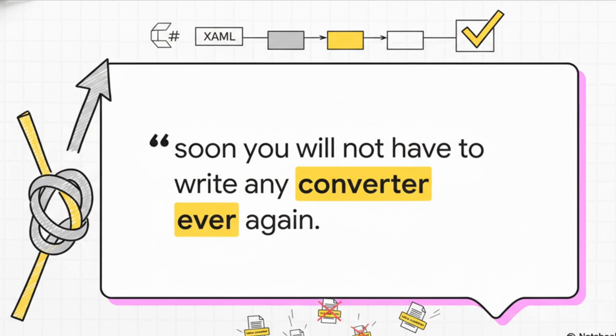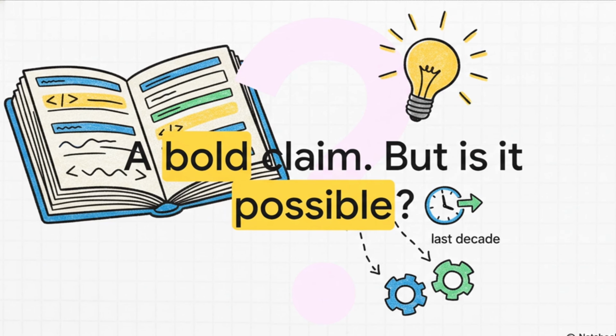I mean, can you imagine it? Your project's completely free of value converters? No more boilerplate, no more creating extra files just to flip a Boolean from true to false? It sounds almost too good to be true, right? How could we possibly get rid of something that's been so fundamental to XAML data binding for all these years? Well, that is exactly what we are going to break down right now.